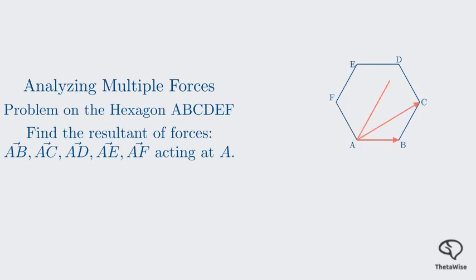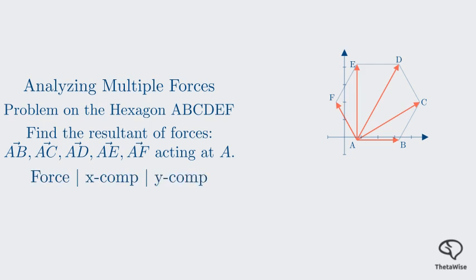First, let's visualize the setup. We have a regular hexagon. The vertex A is where all the forces are applied. The forces are represented by the five vectors AB, AC, AD, AE, and AF. This seems complicated, but we can solve it by finding the components of each force along the x and y axes. Let's place A at the origin and let the force AB lie along the x-axis. A regular hexagon has internal angles of 120 degrees.